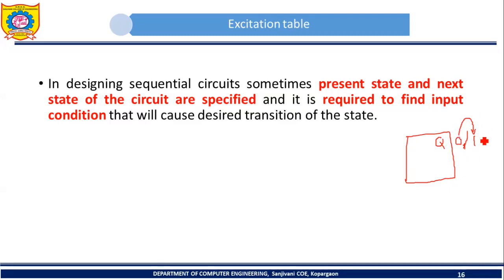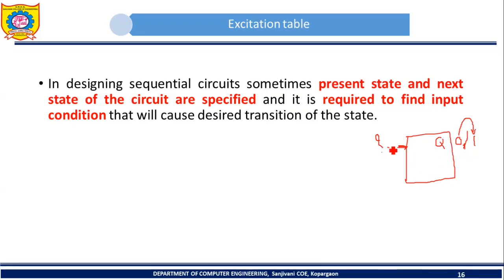So how will this transition take place? For that I have to apply some input to this flip-flop. If it is a JK or SR flip-flop, I have to apply 2 inputs. If it is a D flip-flop or T flip-flop, I just have to apply 1 input. Here we are given the expected output: the present output is 0, and we want the next output to be 1. So what should be the input?